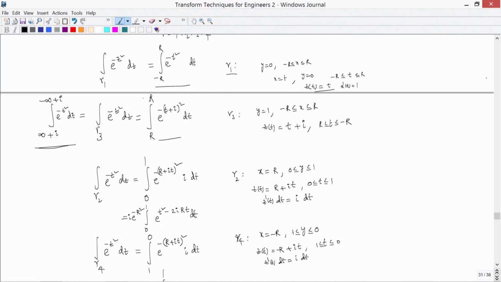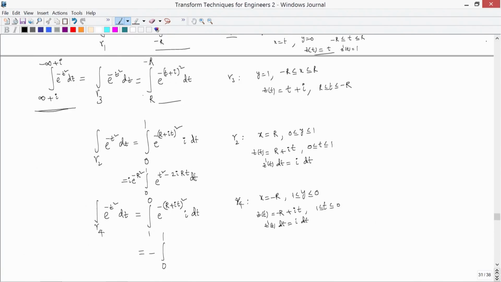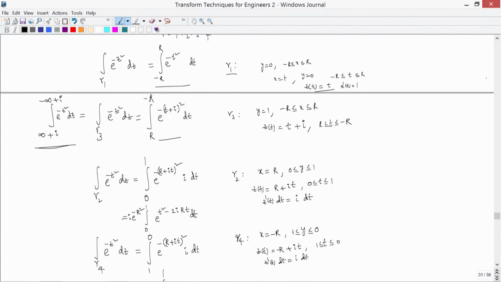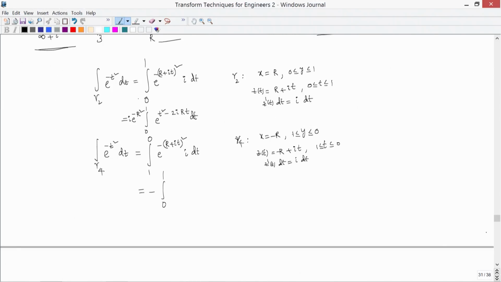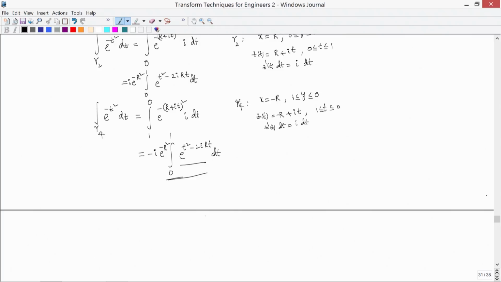Gamma 3 is r to minus r. So that is what I have to use. Here 1 to 0 becomes minus the integral from 0 to 1, and then i comes out, and you have e to the power minus r squared, and then e to the power i t squared minus 2 i r t dt. Now, this is an integrable function because it is 0 to 1, with finite real part and imaginary part separately.